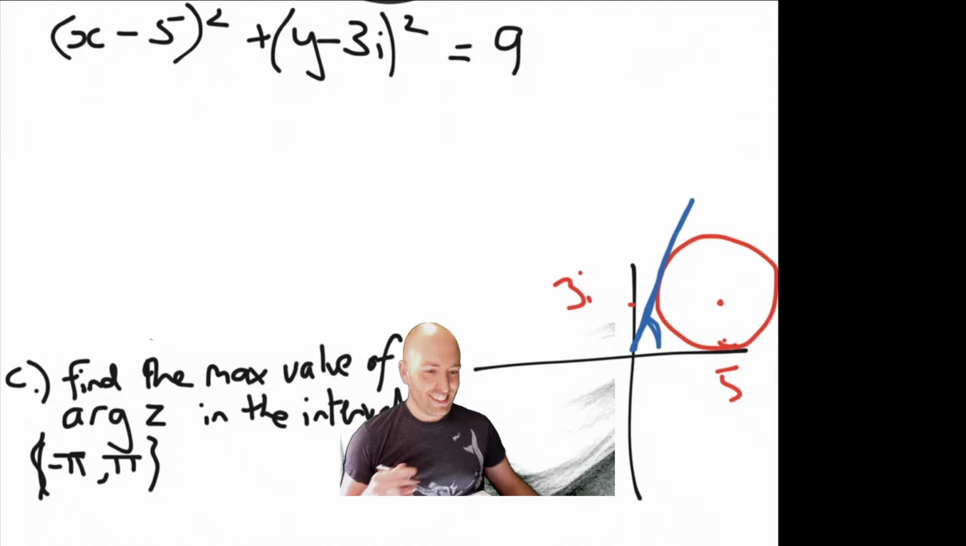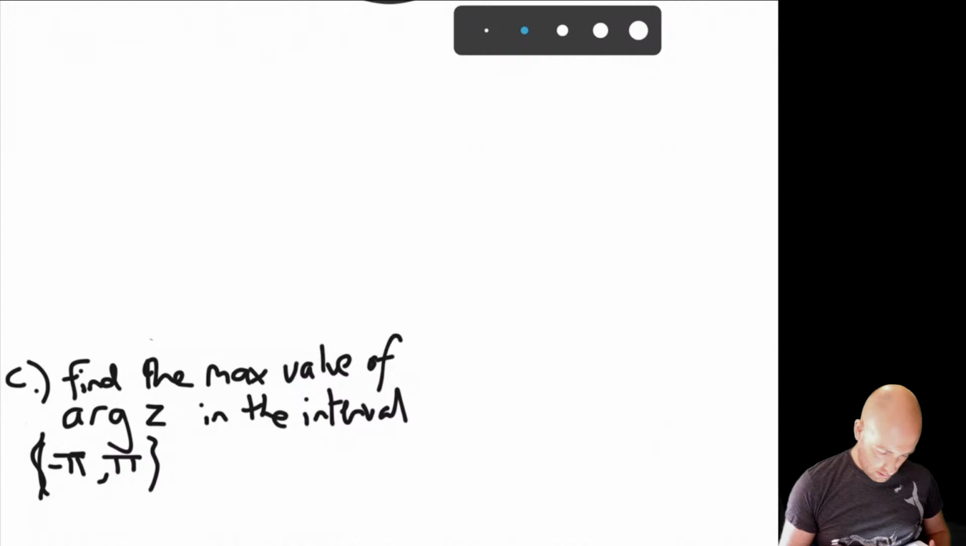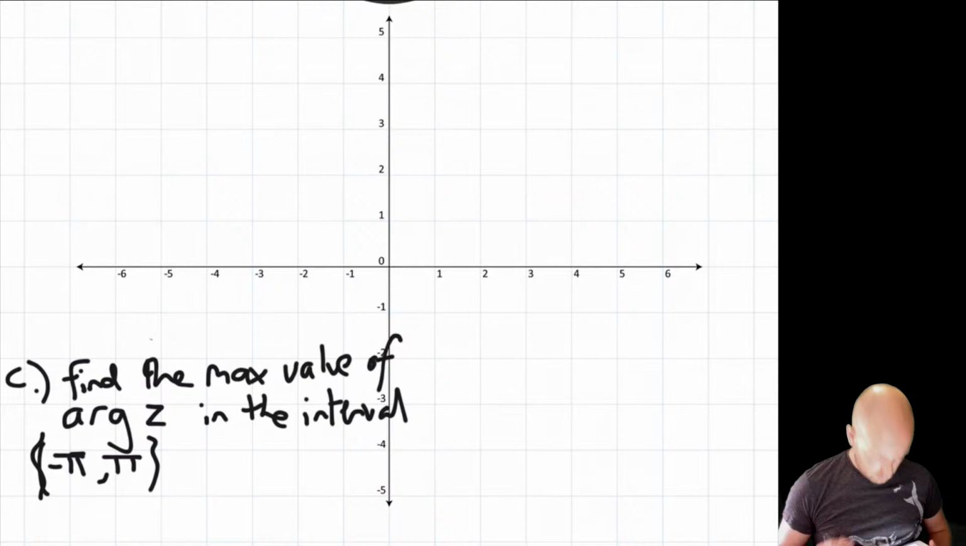Anyway, let's redraw this. I'll get rid of that as well now. In fact, should we grid it up? Let's do it. Cool, right, so it was 3 and 5 on that. Was it 5 and 3? It was 3 and 5.